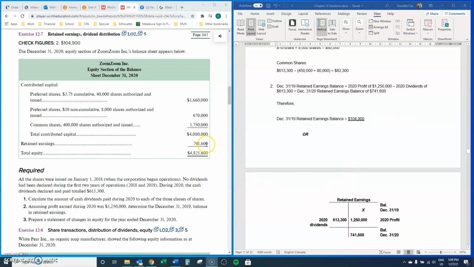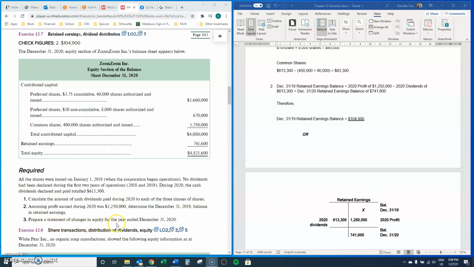So we know the balance is $741,600. We know that the profit during the year was $1,250,000. We know the dividends paid out were $613,300. So again, you just need to do the math to figure out what the value of X is.